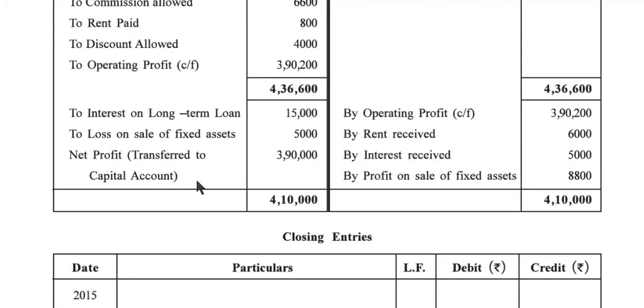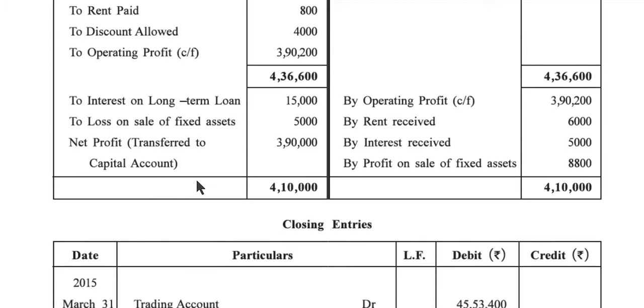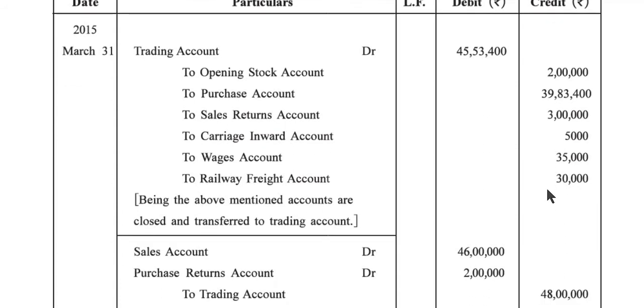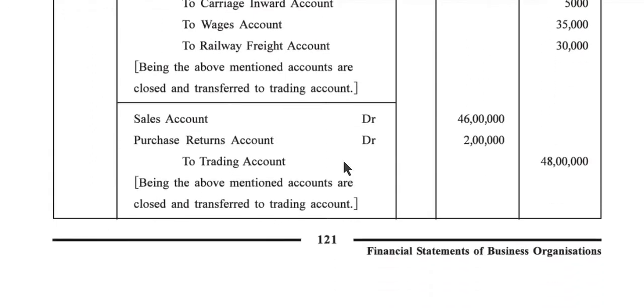So this way, trading account and profit and loss account, both the accounts are complete. Now closing entries. Trading account debit 45,53,400, to opening stock account 2 lakh, to purchase account 39,83,400, to sales return account 3 lakh, to carriage inward account 5,000, to wages account 35,000, to railway freight account 30,000. Being the above mentioned accounts are closed and transferred to trading account.